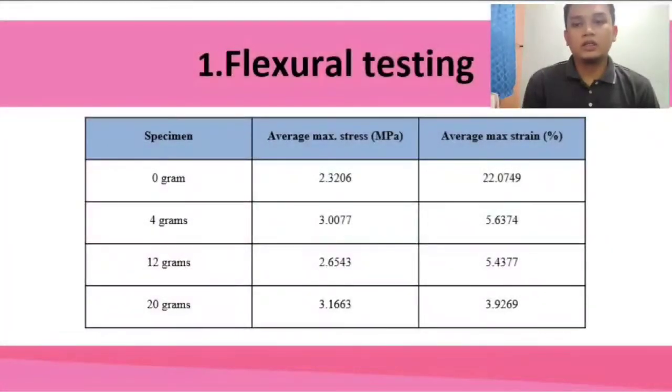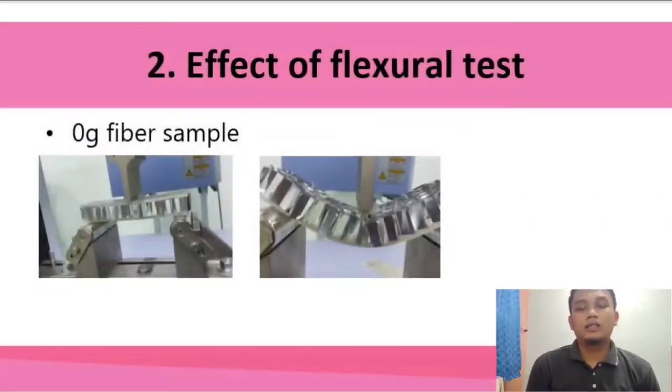The results of flexural testing show the average maximum stress and also the average maximum strain. As we can see, the highest fiber specimens have the highest average maximum stress, which is 3.166 megapascal. Next is about the effect of the flexural test. As you can see, the 0-gram fiber completely shattered the first layer of resin and completely bent the specimen, and it is proved that the max strain is the highest.